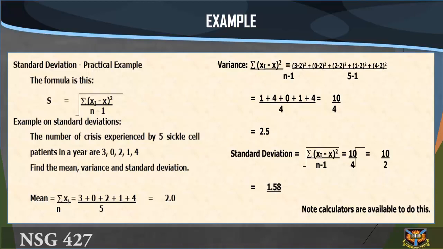Which is equal to 1 plus 4 plus 0 plus 1 plus 4 over 4, which is equal to 10 over 4, which is equal to 2.5. Standard deviation is equal to the square root of the summation of (xi minus x bar) raised to power 2 over n minus 1, which is equal to the square root of 10 over 4, which is equal to 1.58. Note, calculators are available to do this.